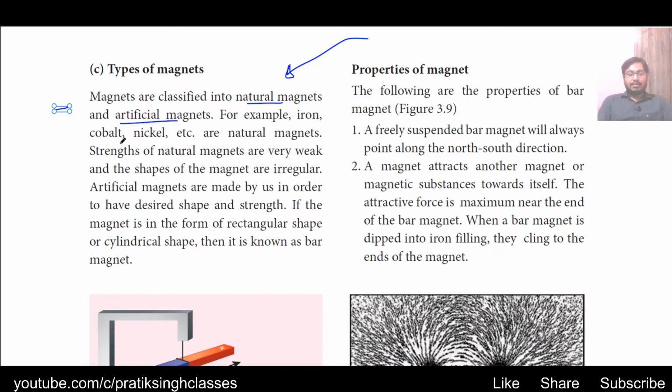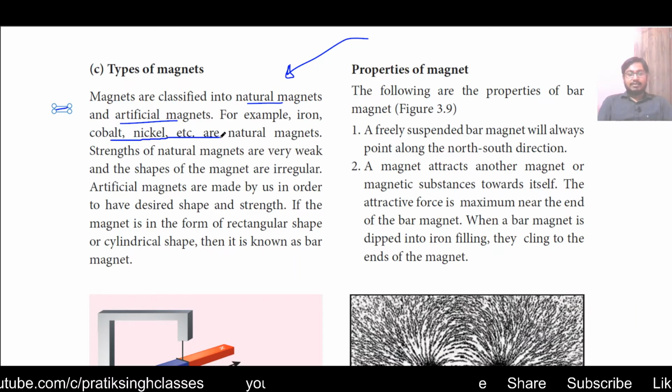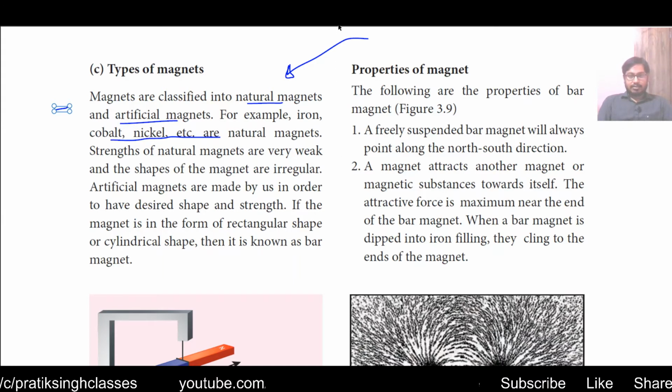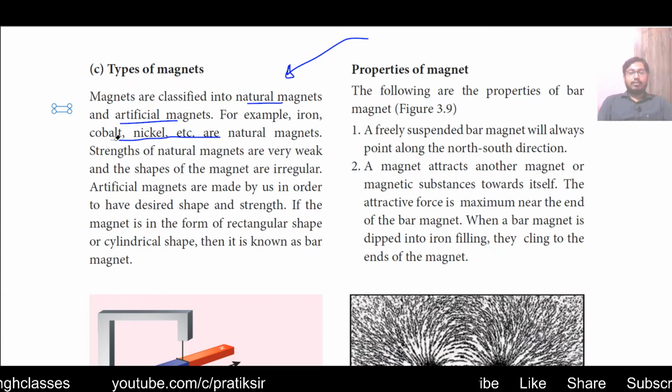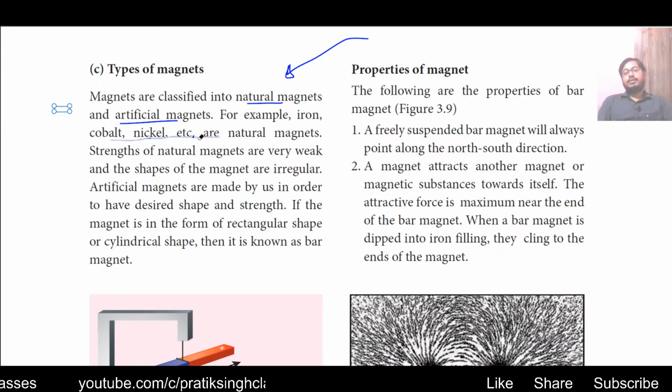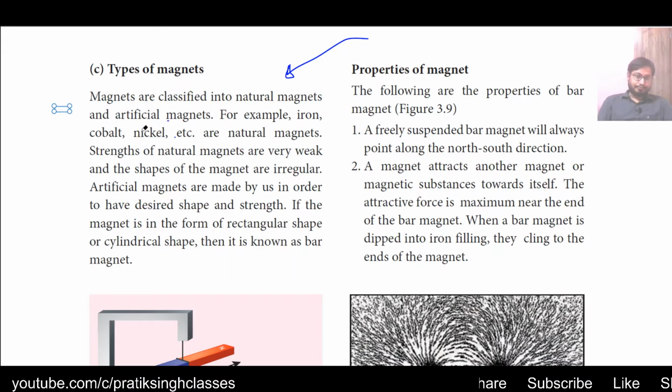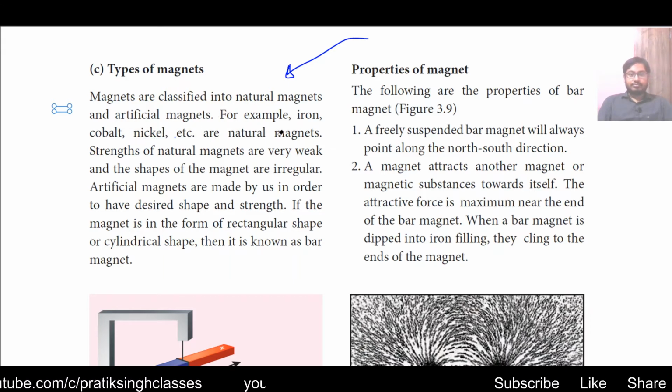Iron, cobalt, nickel, etc. are the natural magnets. Only 3 elements in nature, on this earth, are magnetic. They are iron, cobalt and nickel. Copper is not magnetic. We cannot make copper a magnet.